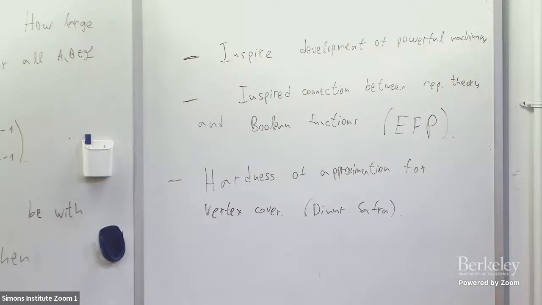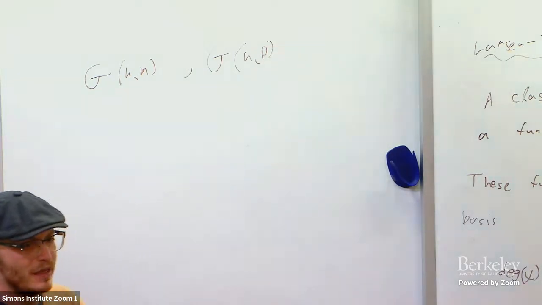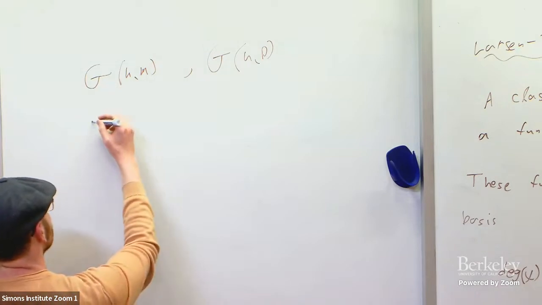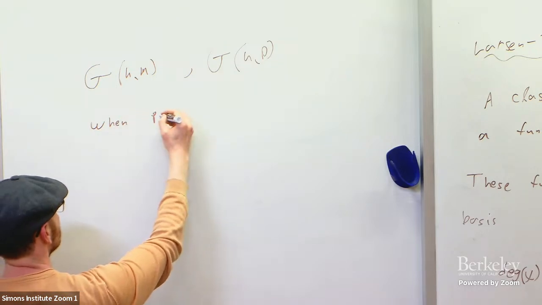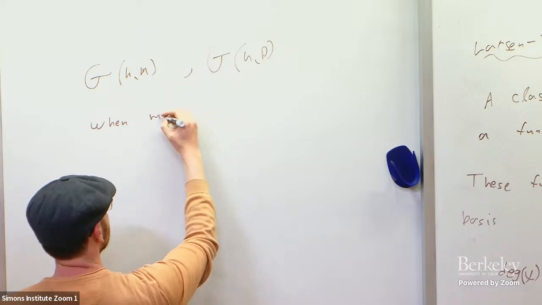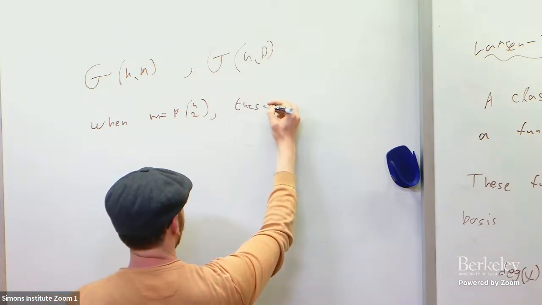So recall for graphs, we have two models of random graphs. We have G(n,m), where we can choose a random graph with n vertices and m edges. And we also have G(n,p), where we choose every edge in the graph to be there independently with probability p. When m is roughly p times n choose 2, these models behave roughly the same.